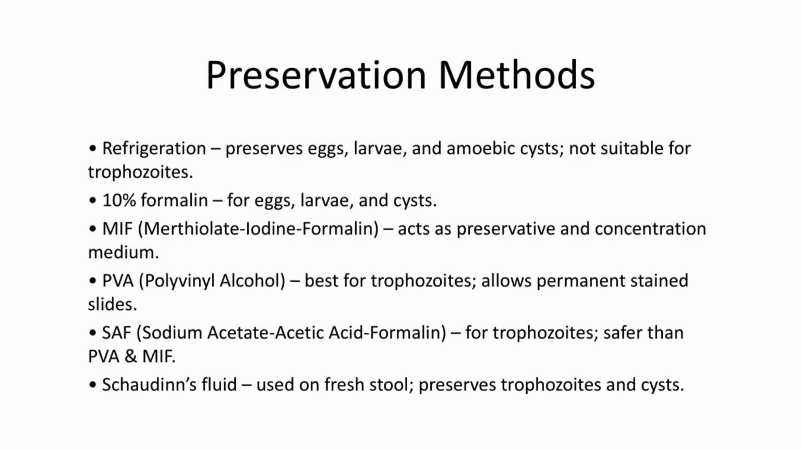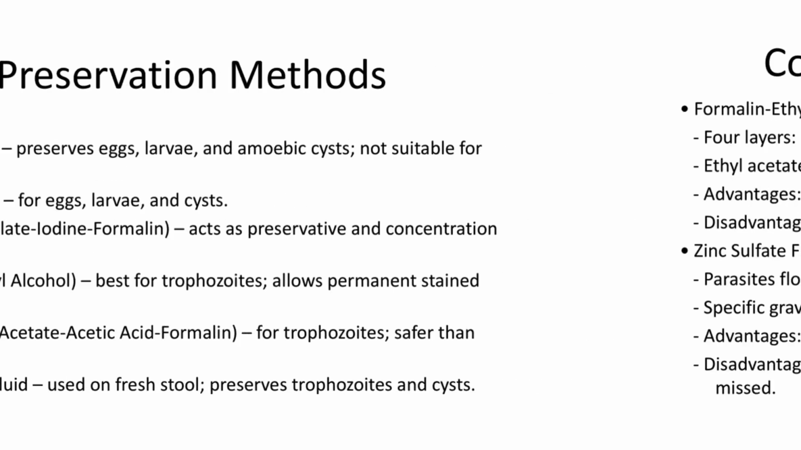PVA, or polyvinyl alcohol, is considered the best for preserving amoebic trophozoites and allows permanent staining. SAF, or sodium acetate acetic acid formalin, is also effective for trophozoites and is safer environmentally compared to PVA and MIF. Schoutens fluid is specifically used for fresh stool samples, preserving both trophozoites and cysts.